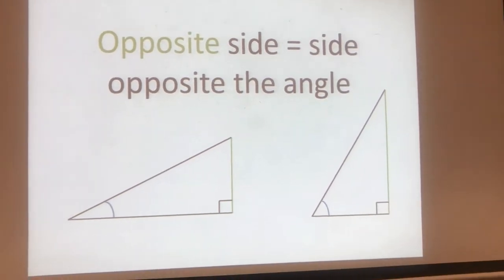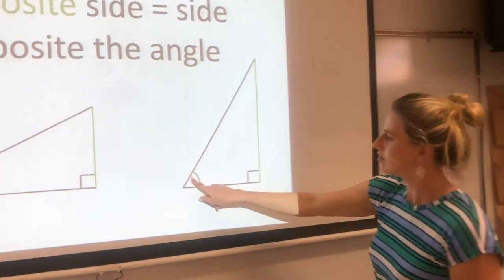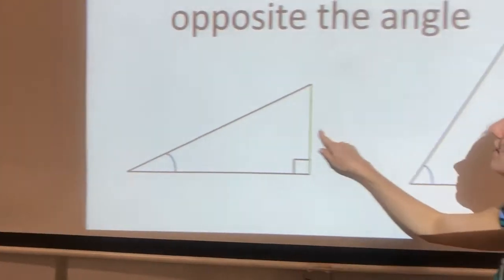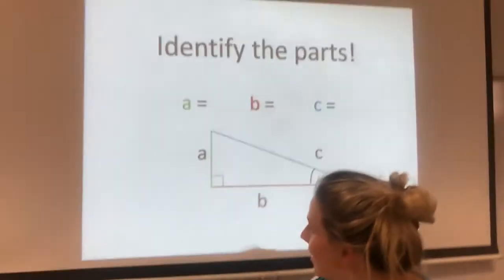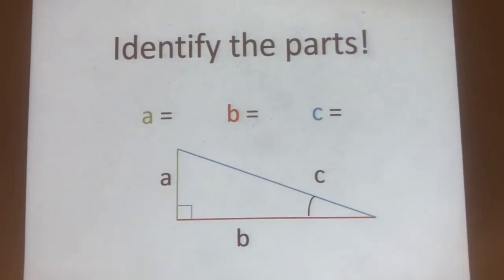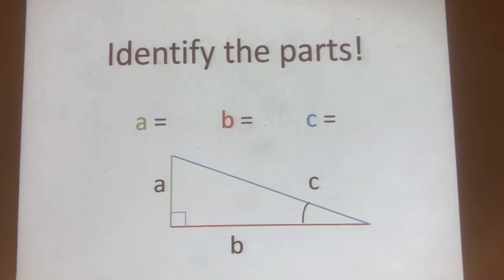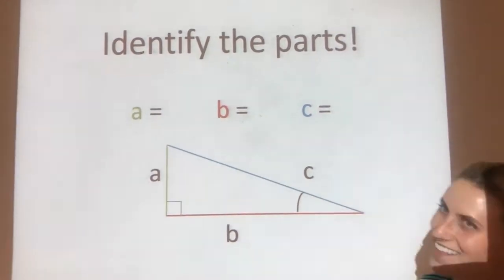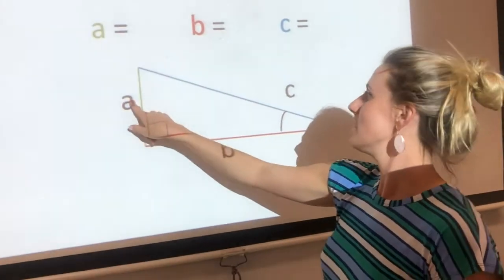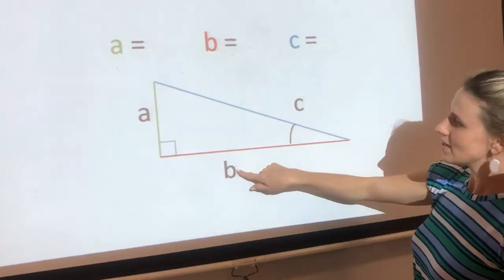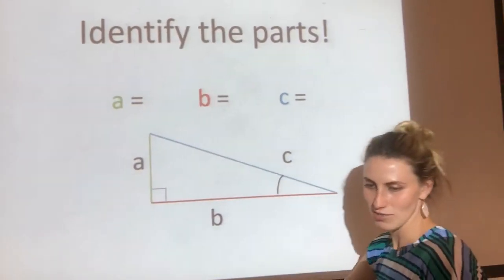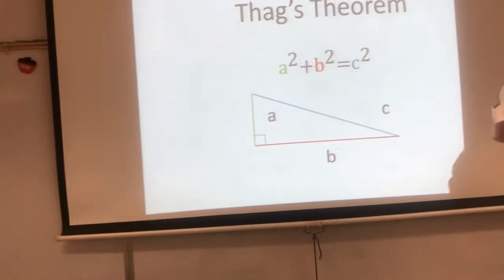The opposite side is the side opposite the angle. Angle, opposite. Simple. Very simple. Okay, write this down. Identify the parts. Pause, write it in. Okay, now that you're finished, you should have A is the opposite, B is the adjacent, and C is the hypotenuse.